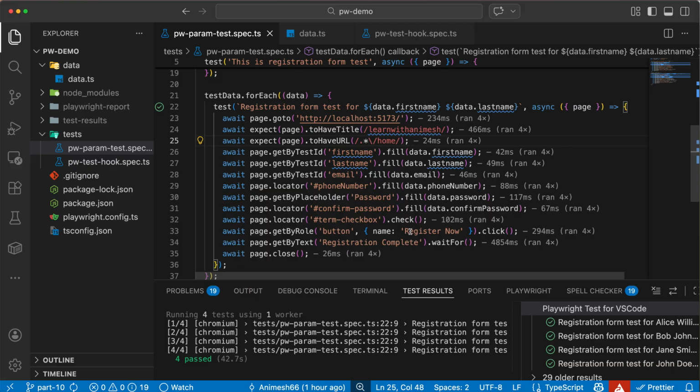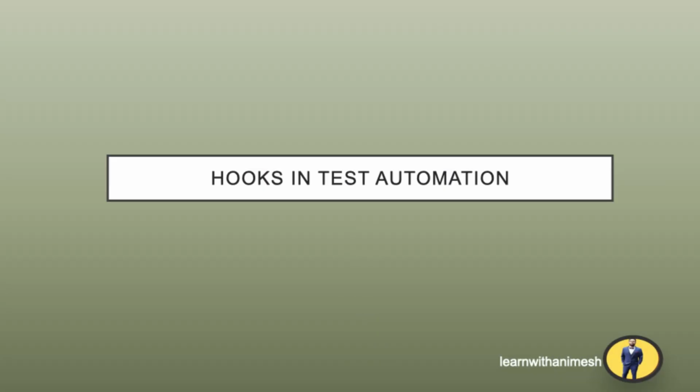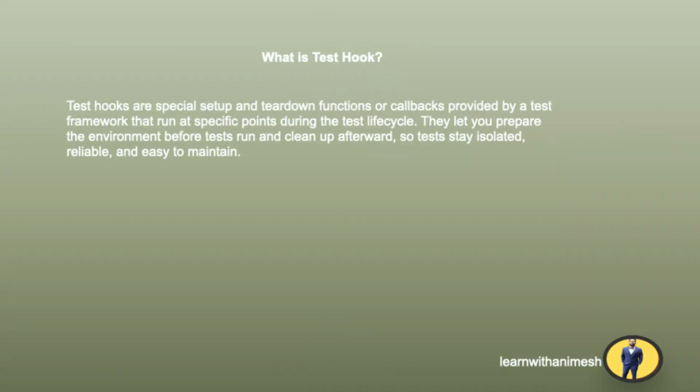Let's move on. So if you are new to test automation, you might be wondering what a test hook is. A hook is quite a powerful concept in test automation, and it is used across different frameworks like Selenium, Cypress, Cucumber, and Playwright. Test hooks are a special type of method which we call setup or teardown methods, and they provide some functionality which we need to execute.